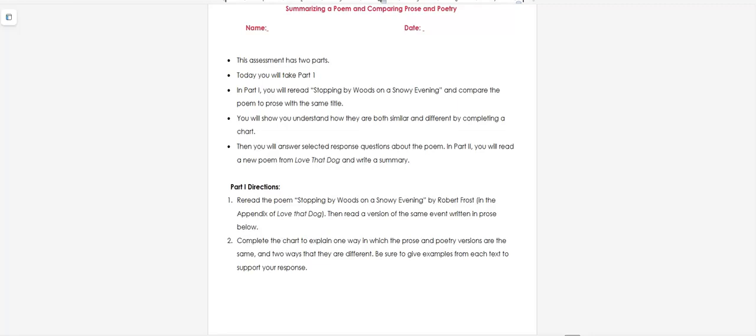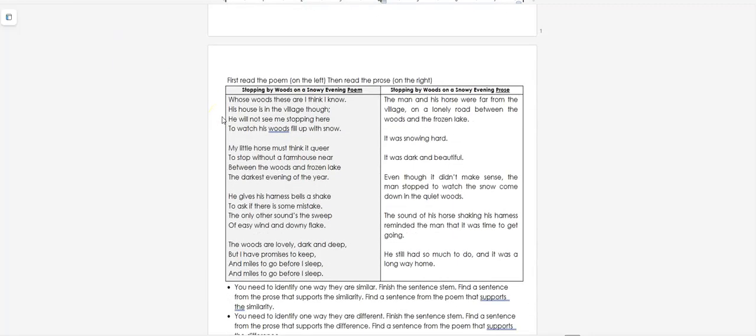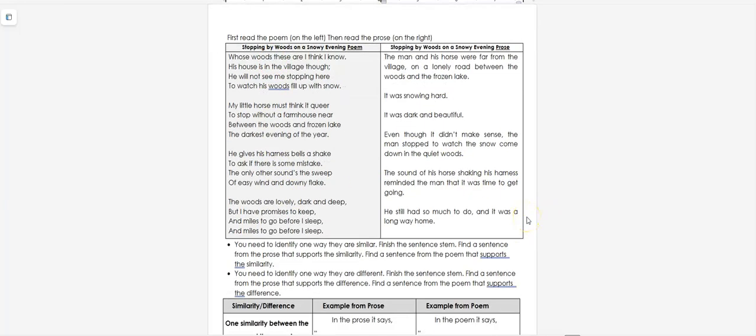This is the quiz that I gave them, the mid-unit assessment. It was broken down into two parts because it was a lot, so we're going to review the first part. They were required to read a poem and a prose. In the original assessment, the poem and the prose were in two separate places. I didn't think that was an easy way to compare and contrast them, so I put them together. You can see the poem is on the left-hand side and the prose is on the right-hand side.